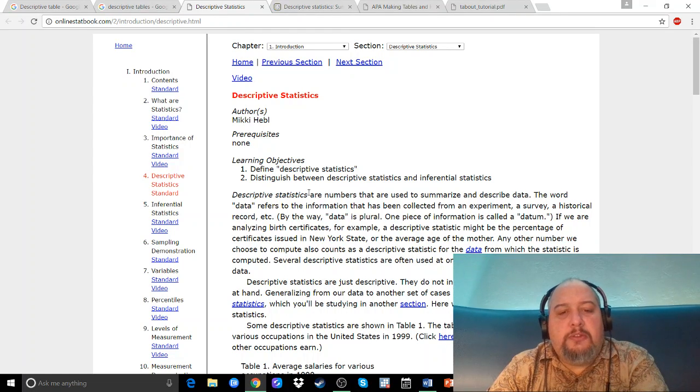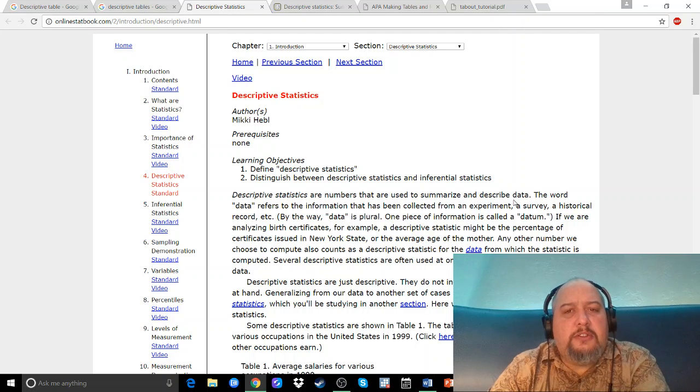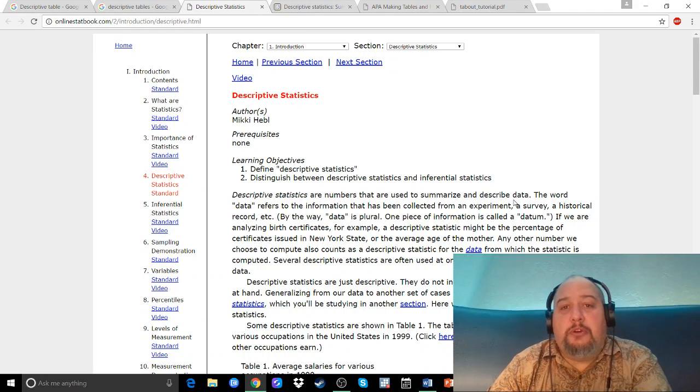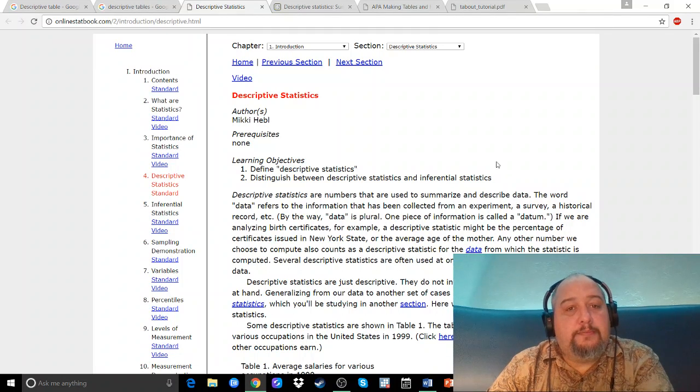And they say descriptive statistics are numbers used to summarize and describe data. Descriptive tables are used to present data. So you need to understand the difference. And when we talk about descriptive tables, we're generally talking about continuous data that's being presented, whereas a frequency distribution table talks about categorical data.